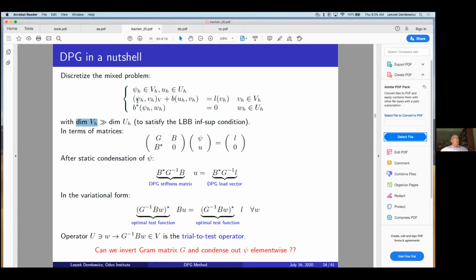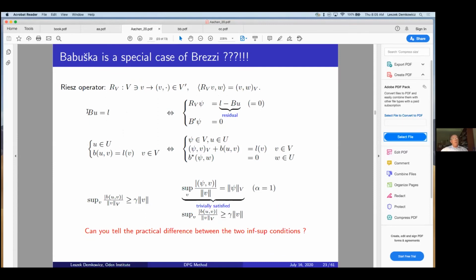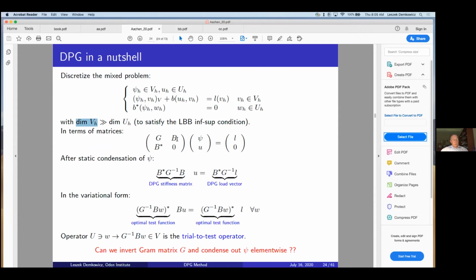So if you look at this system now in terms of matrices, and you use the same notation for psi and U as the vectors of coefficients for these functions, then you're seeing this typical mixed problem structure: G, B, B star. Now B is your original stiffness matrix. The difference is that for Petrov-Galerkin, B is a square matrix. For DPG, B is not a square matrix. It's a rectangular matrix because you have more test functions than solution unknowns. Here you have B star, and discretization of the inner test product results in what I call the Gram matrix, G.